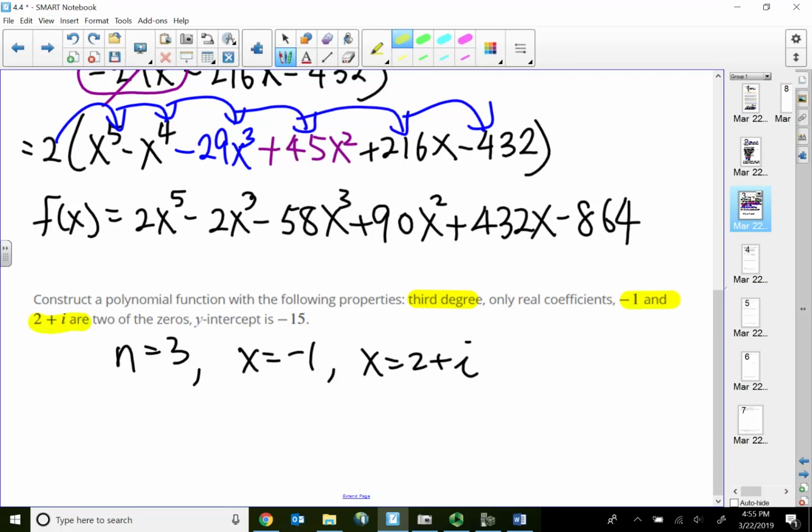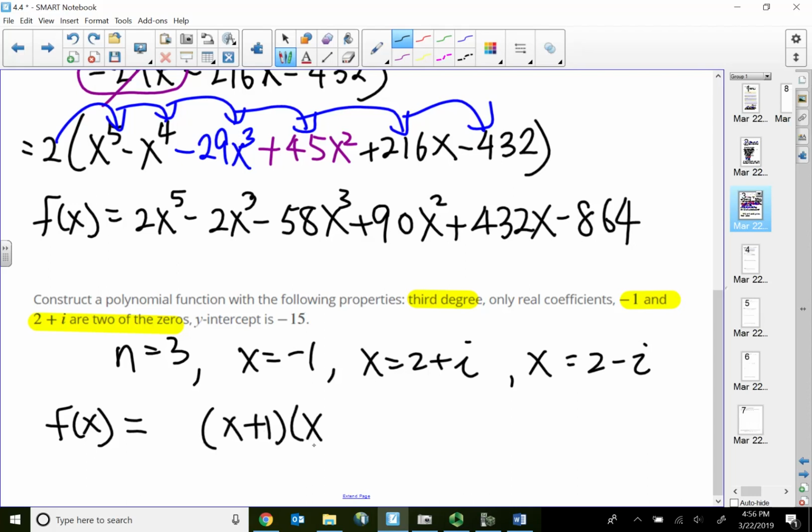Well, by the conjugate theorem, if I have a 2 plus i, that means I should have 2 minus i. All right. So remember, I only got 3 degrees, right? So when I move all these terms to the other side and write them in factored form, I'm going to leave a little space for my leading coefficient. So that will be x plus 1 times x minus 2 minus i and x minus 2 plus i. The multiplicity on each one has to be 1 because 1 plus 1 plus 1 will be the degree 3.